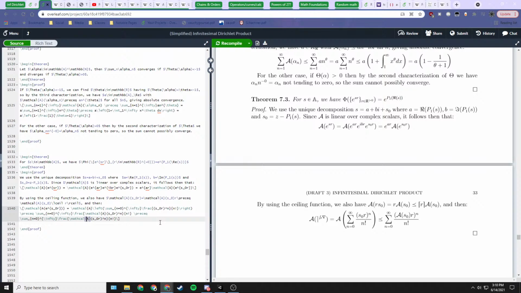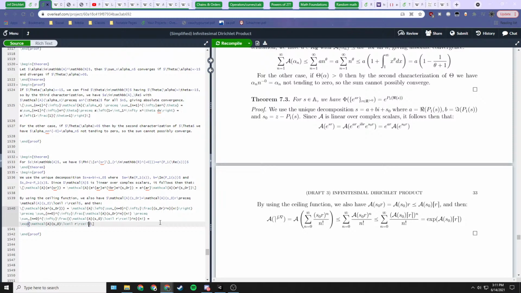Okay, this will be A0R. We'll have this. And this is just exp of this. I don't know if this will fit on online. It will. Oh, this is messed up. What the heck has happened there? Oh, that's what happened.